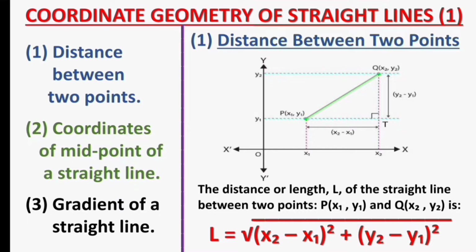The distance or length L of the straight line between 2 points, point P having the coordinates x1, y1 and point Q having the coordinates x2, y2 is L is equal to the square root of x2 minus x1 all squared plus y2 minus y1 all squared. Please take note of this formula for the distance between 2 points.